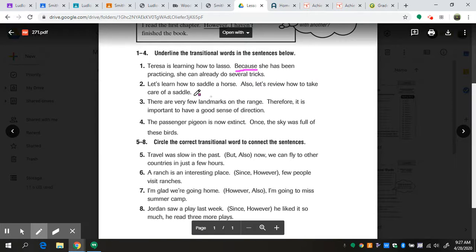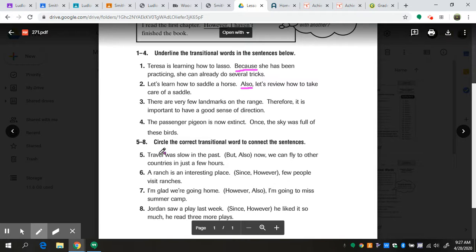Number 2, let's learn how to saddle a horse. Also, let's review how to take care of a saddle. Also is my transitional word. It tells us that there is something else that we're going to be doing besides just the first thing here. So also indicates that there's more information to do or more information to learn or something else that we need to be doing.